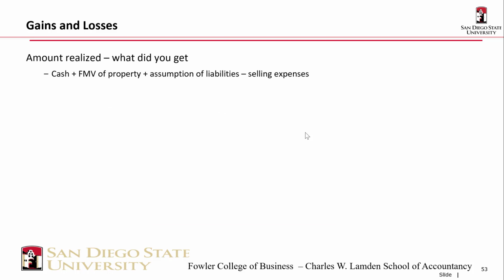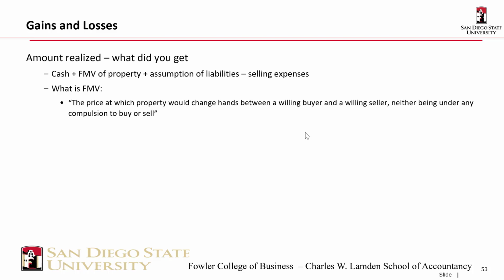You can deconstruct it as what did you get? So you got cash, someone paid you cash, that's pretty common. Maybe they gave you property, maybe they gave you chickens. Maybe they took away part of your liabilities, right? That's part of your amount realized, and then you reduce it for any selling expenses you incurred to sell that item. That's your amount realized.